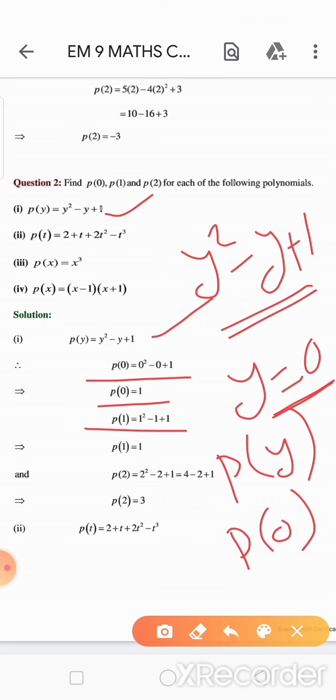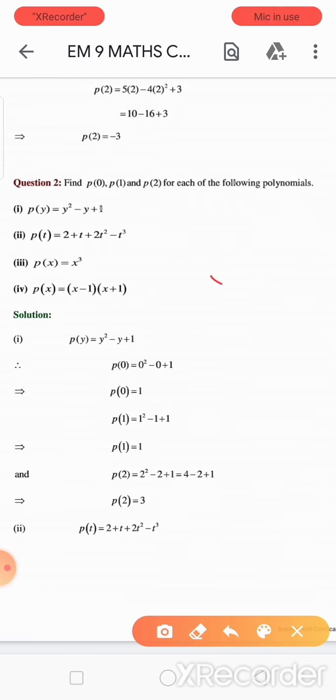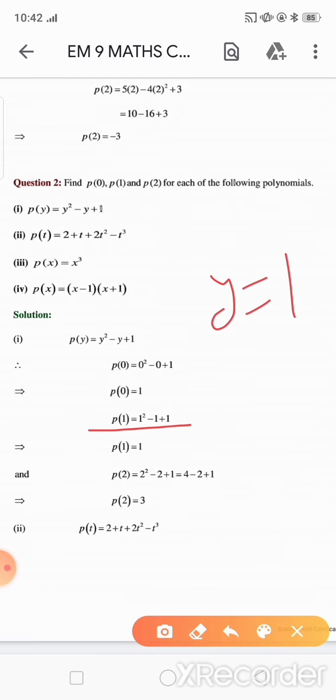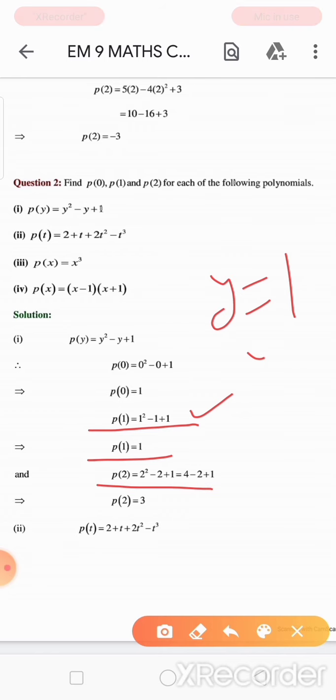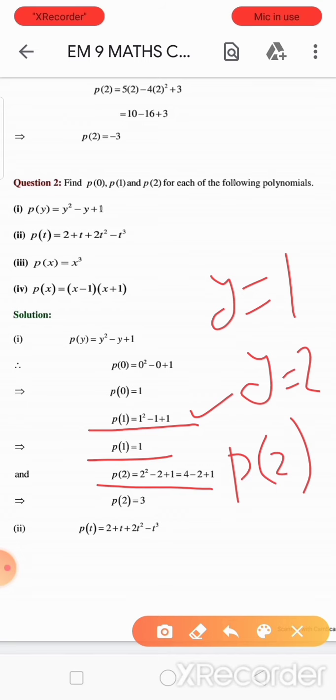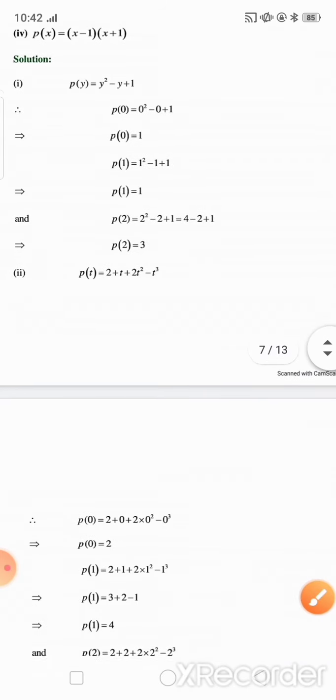Next, p of 1, for y is equal to 1, substituting in our polynomial, we get p of 1 is equal to 1 square minus 1 plus 1. Simplifying this step, we get answer is 1. So p of 1 is equal to 1. Then for y is equal to 2, substituting in polynomial, we get p of 2. Substitute y is equal to 2 in our polynomial, we get 2 square minus 2 plus 1. Simplifying this step, we get 4 minus 2 plus 1, and last we get p of 2 is equal to 3.